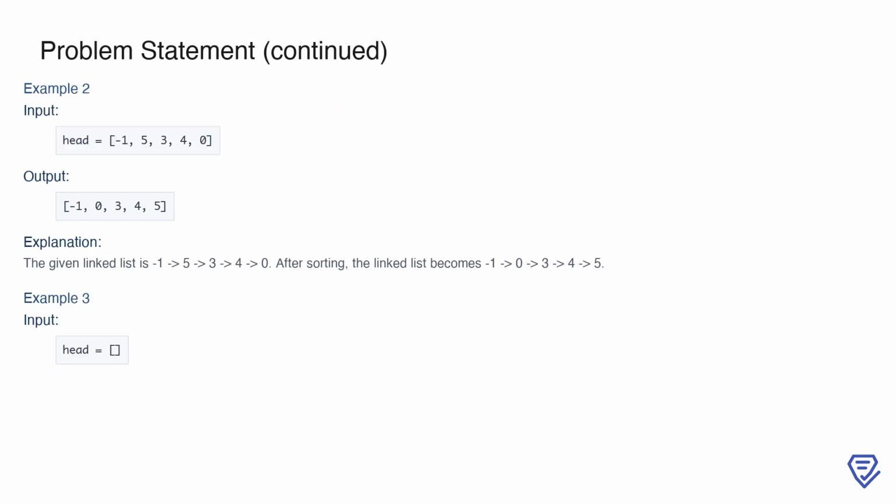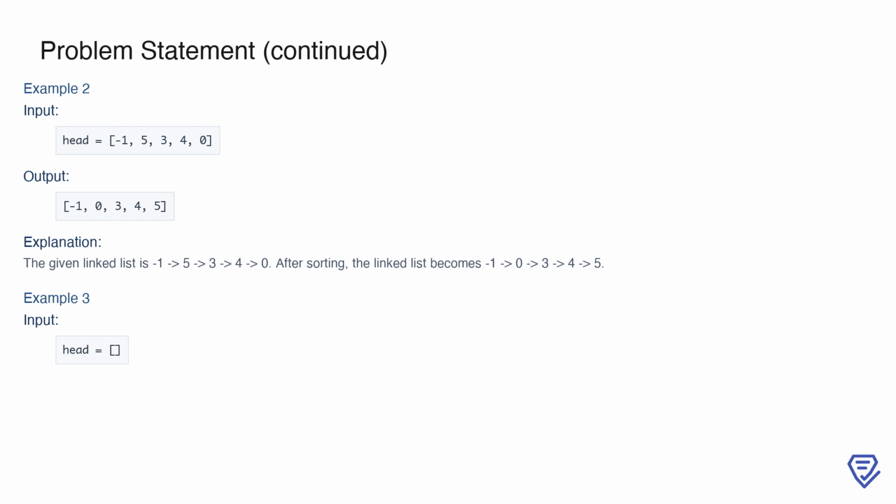Now, in the second example, the input linked list contains the values -1, 5, 3, 4, and 0. After sorting, the output list becomes -1, followed by 0, then 3, 4, and finally 5. This demonstrates that the solution must handle both negative and positive values efficiently.